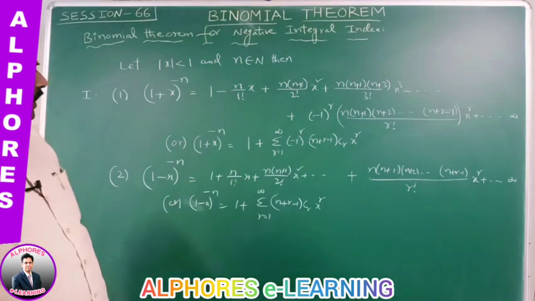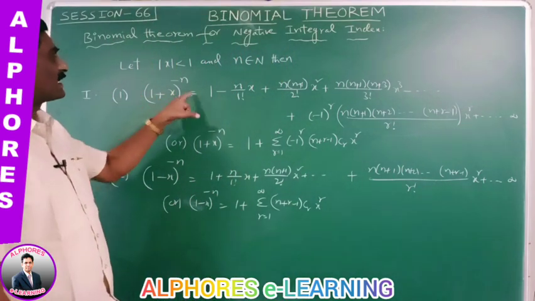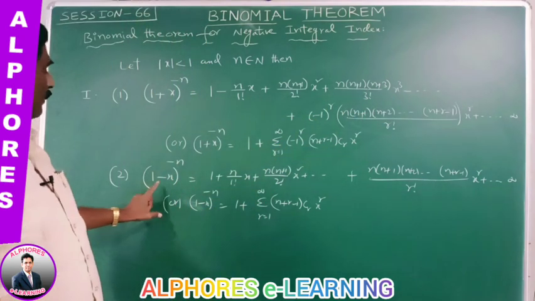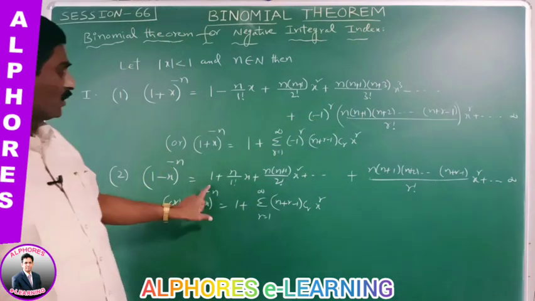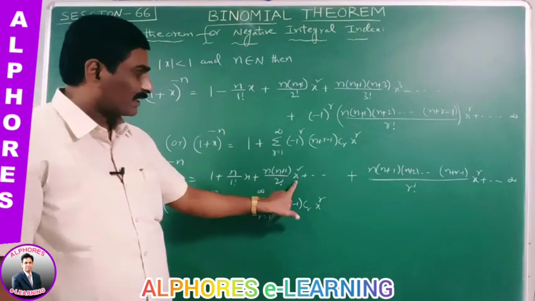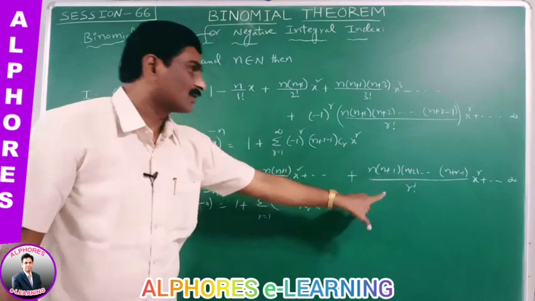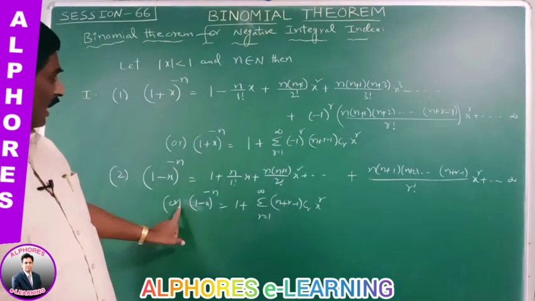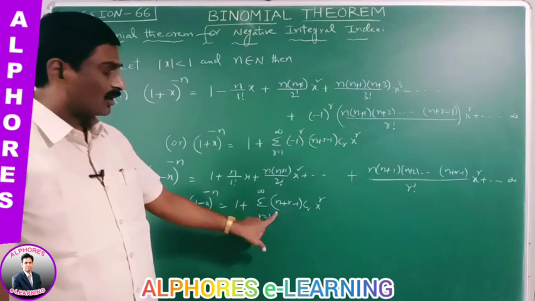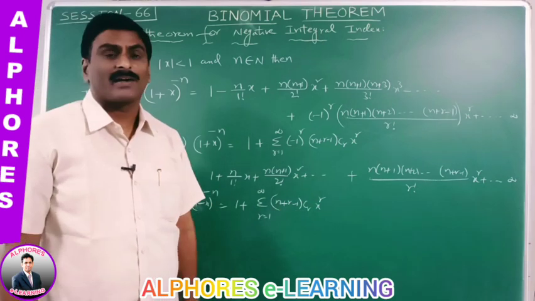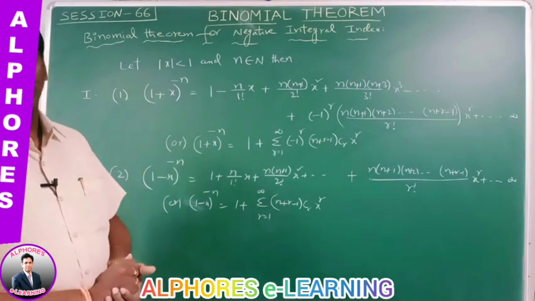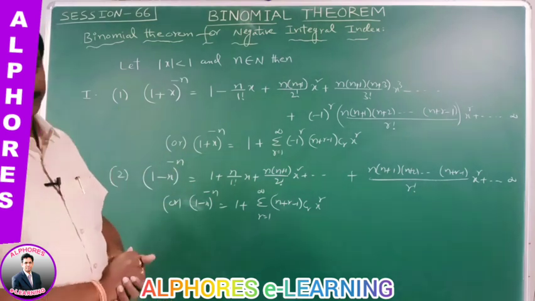Okay. Suppose we put x is equal to minus x in this equation, we get all the terms positive. That means (1 minus x) whole power minus n is equal to 1 plus n by 1 factorial into x plus n into (n plus 1) by 2 factorial into x square plus so on, infinite. Or (1 minus x) whole power minus n is equal to 1 plus sigma r is equal to 1 to infinity, n plus r minus 1 Cr into x power r. Please note these values. We already proved these two. Very important.